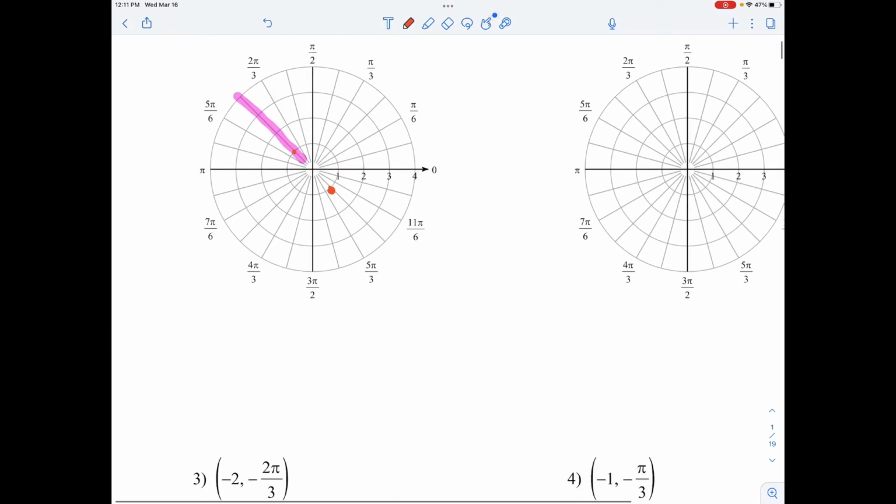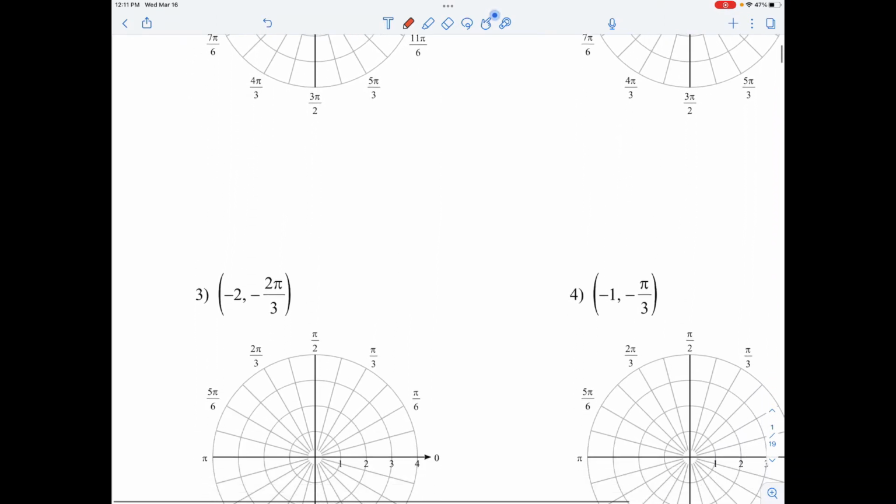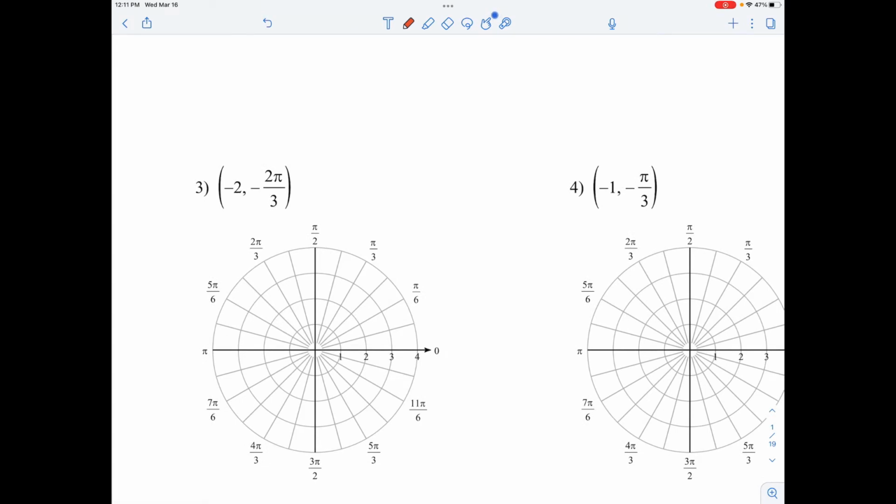What I've learned in doing this is that it's better to start with the angle. Like in the next one, we're doing negative 2, negative 2 pi over 3. This is negative pi over 3, so negative 2 pi over 3 is here. This angle is negative 2 pi over 3. Again, if this were a regular 2, it would just go here. But since it's negative 2, it's going to pop and go to pi over 3 on the positive side.